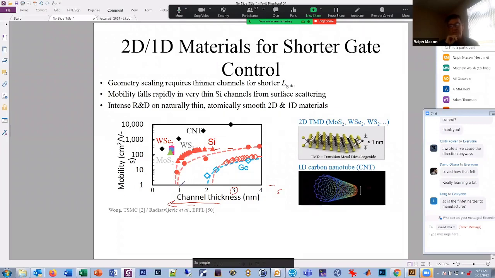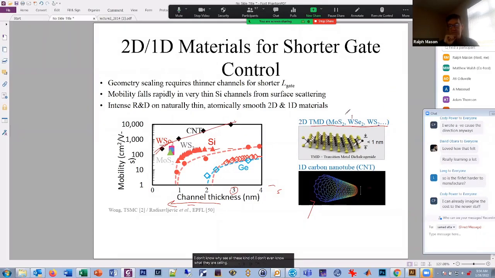So people are really actively looking at what other technologies we can use if we try to keep shrinking transistors down. And they're looking at all kinds of exotic materials. These black diamonds, that's carbon nanotubes. They keep their conductivity well down below 1 nanometer channel thickness. They're also looking at these, I don't know, tungsten, selenium, sulfur compounds. But anyway, there's a lot of R&D going on in these new types of materials.